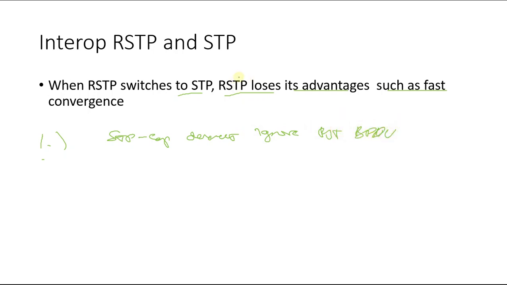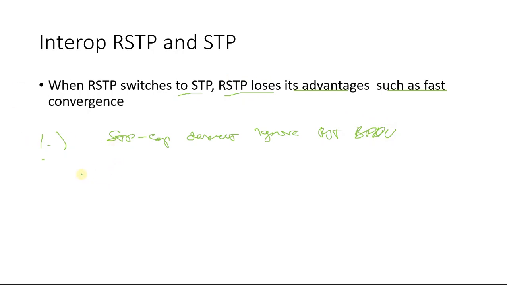If a port on an RSTP capable device receives a configuration BPDU from an STP capable device, the port switches to the STP mode after 2 hello intervals and starts to send configuration BPDUs. In this manner, RSTP and STP are interoperable.